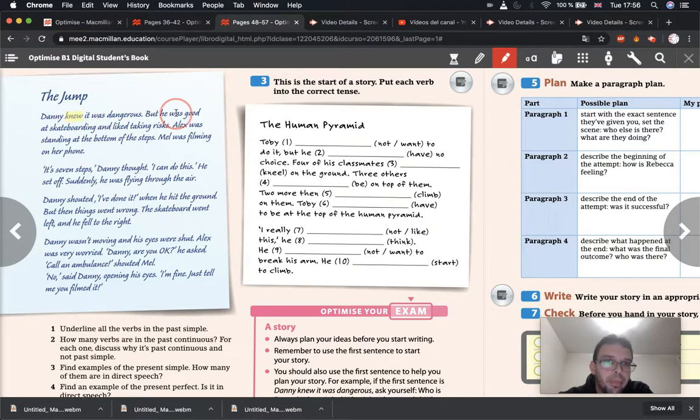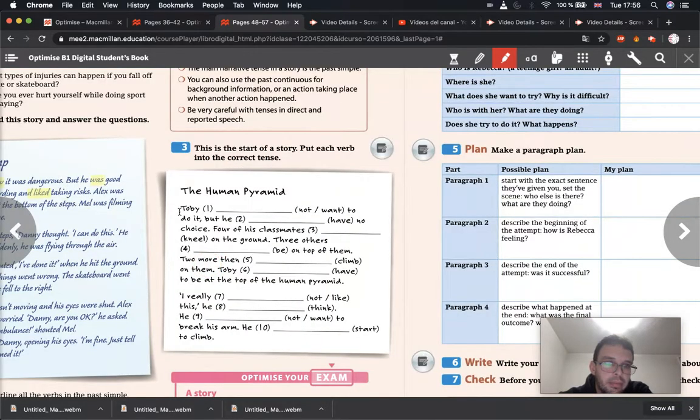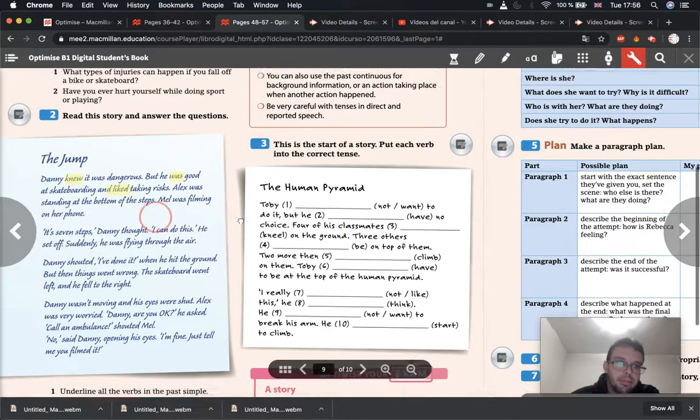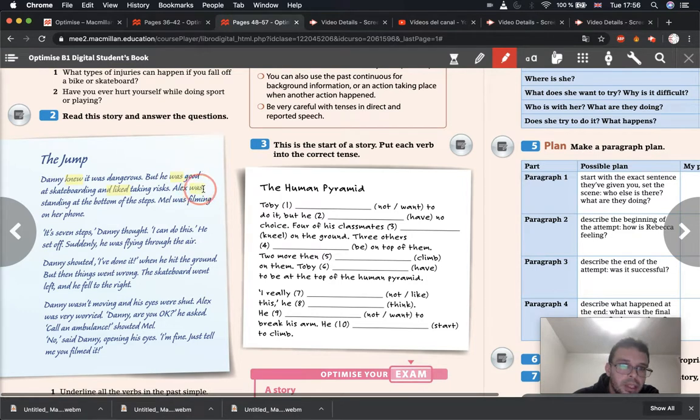There's probably a lot of verbs in past simple. He was good at skateboarding and liked taking risks. Alex was standing at the bottom of the step. Actually, I'm not going to highlight that one. That's past continuous. Then he thought. Danny shouted. And he hit the ground. Things went wrong. The skateboard went left, and he fell to the right. His eyes were shut. Alex was very worried. He asked, shouted, and the last one, you filmed it.